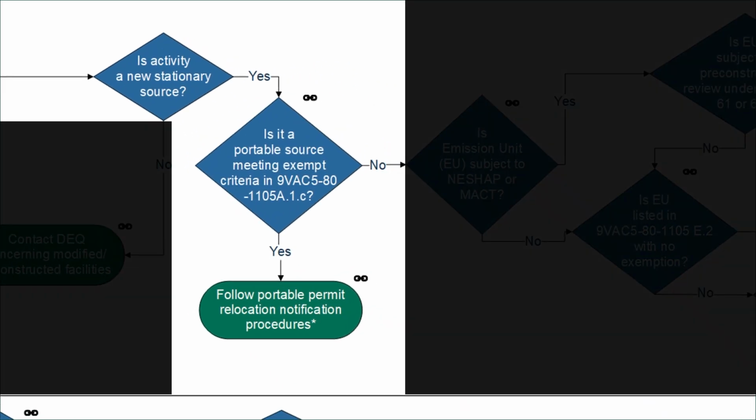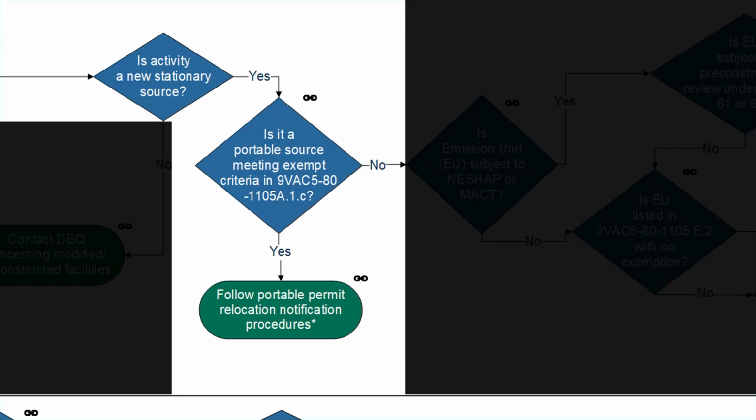Okay. We've addressed the first section of the flowchart, so now let's look at the second section. The point here is to determine whether the new stationary source under consideration is actually the relocation of a facility previously permitted by DEQ as portable. In this context, portable means one or more emission units that are capable of being easily moved from one location to another, but that are stationary while in operation. If there is an existing portable permit and all the other criteria are met, then no new permit is required. Instead, just follow the notification requirements of the existing permit.